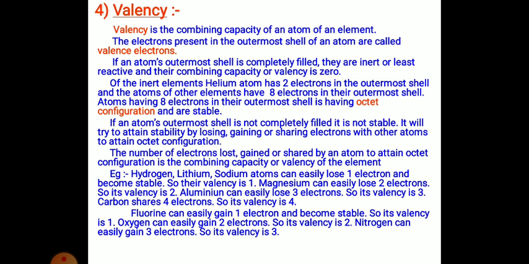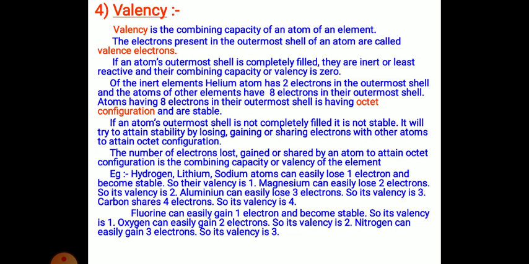Now students, if an atom's outermost shell is not completely filled, it is not stable. It will try to attain stability by losing, gaining or sharing electrons with other atoms to attain the octet configuration. So students, this is a very important point that you have to take into account. The number of electrons lost, gained or shared by an atom to attain octet configuration is the combining capacity or valency of the element. This is the definition of valency.